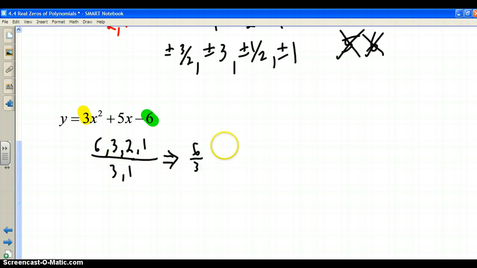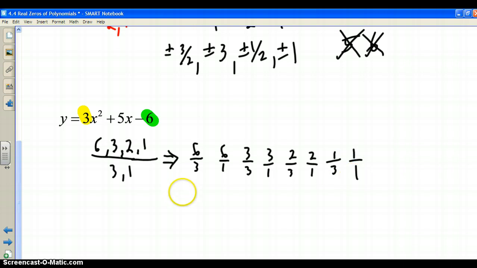We have 6 over 1. We have 3 over 3. We have 3 over 1. We have 2 over 3. And 2 over 1. And 1 over 3. And 1 over 1. So let's write these a little bit better, and all of them need to be plus or minus.